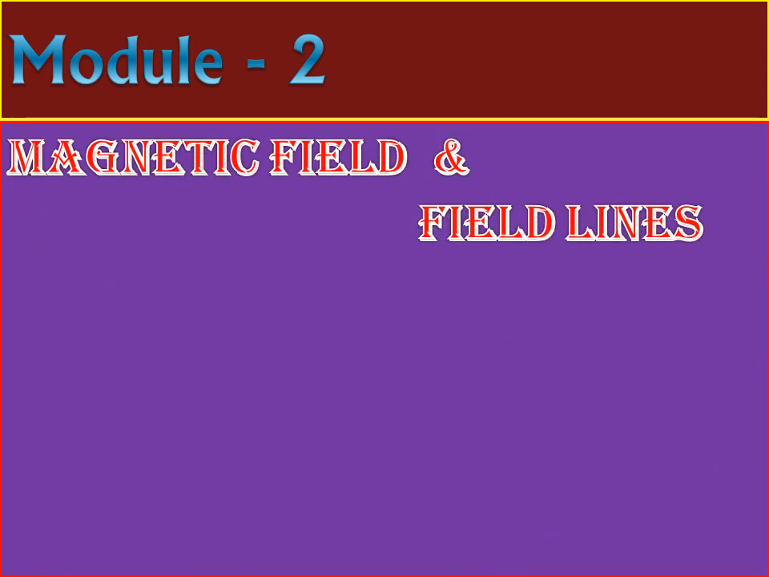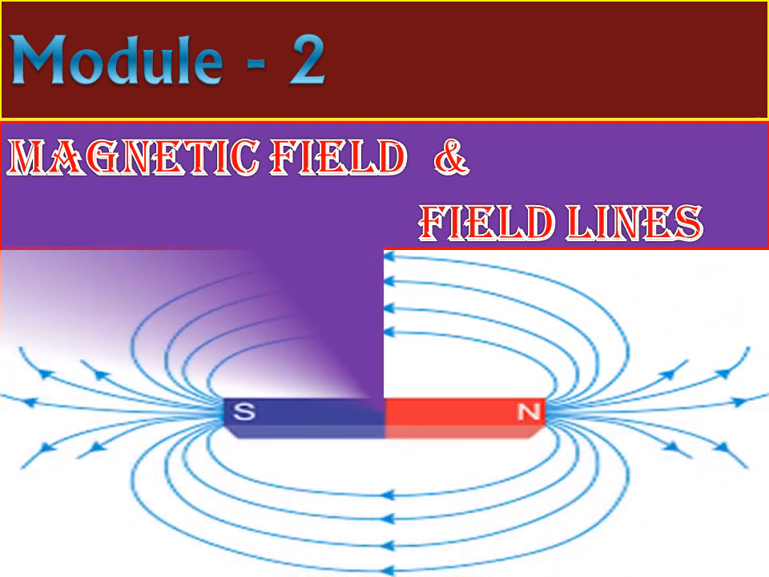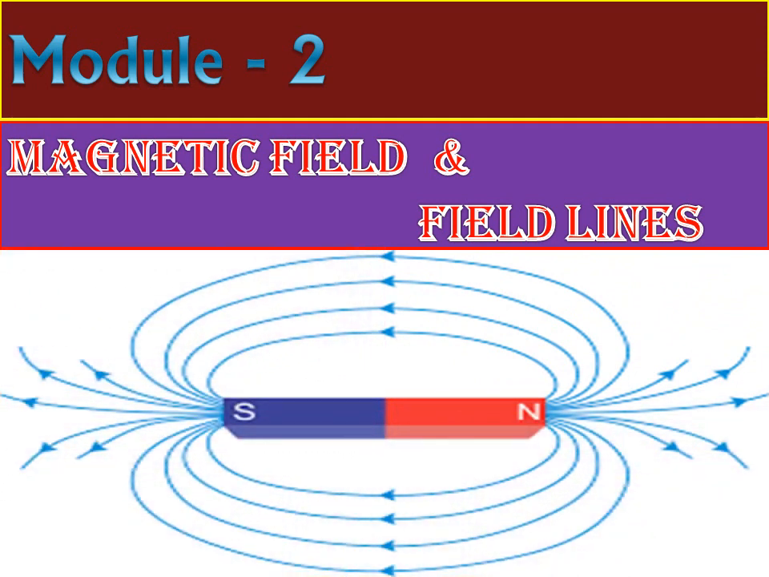Here, I am explaining these terms by considering a bar magnet. You can see the picture of a bar magnet here. It has two poles, North Pole and South Pole. Also you can see some lines around the magnet. These lines represent the magnetic field around it and are called magnetic field lines.